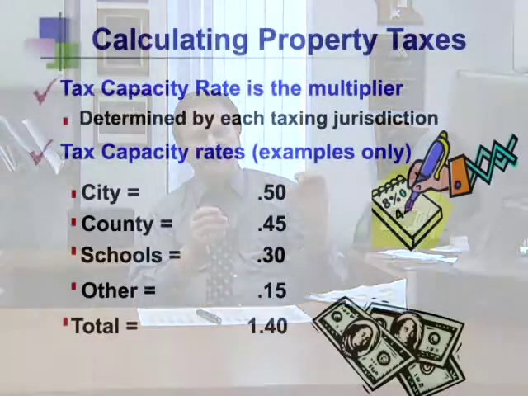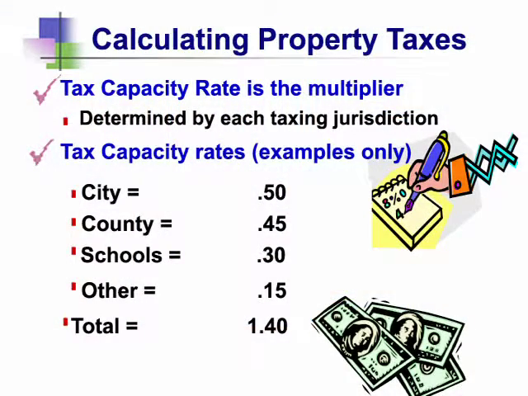When we talk about the tax capacity rates, the city has a tax capacity rate, the county has one, the schools have one, and there are all kinds of miscellaneous taxing jurisdictions, from mosquito control districts to recreation districts. For the example I'm going to use here, let's assume that there's a city, a county, a school, and just a total miscellaneous district. Let's say the city total tax capacity rate is 0.50 and the county is 0.45 and the school is 0.30 and all the other miscellaneous districts are 0.15, and then that grand total is 1.40.